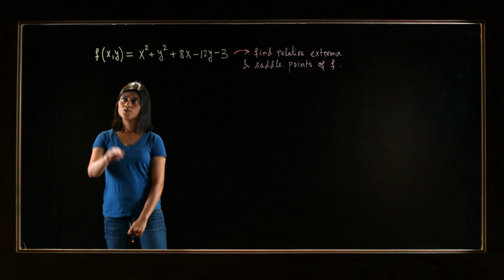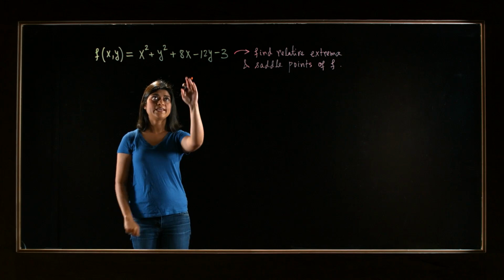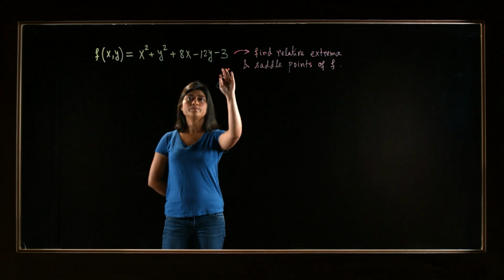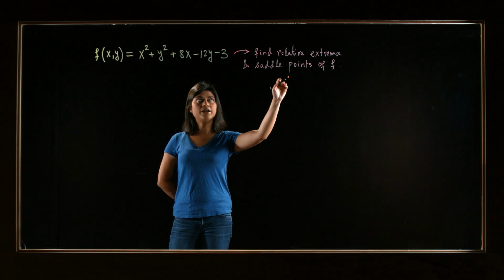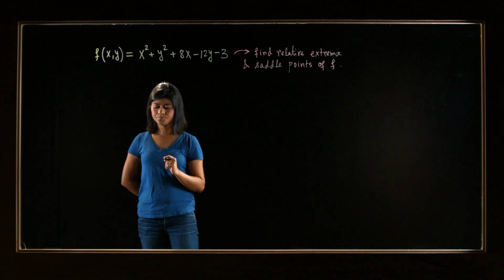In this problem, we have a function of two variables, x squared plus y squared plus 8x minus 12y minus 3. And we have to find any relative extrema and saddle points of this function.